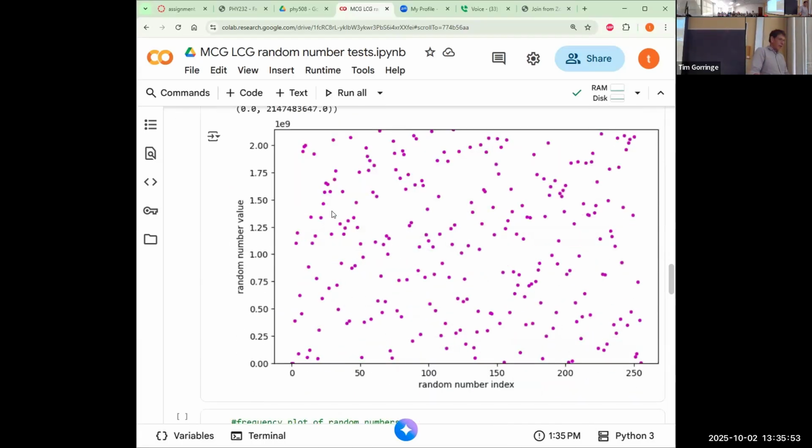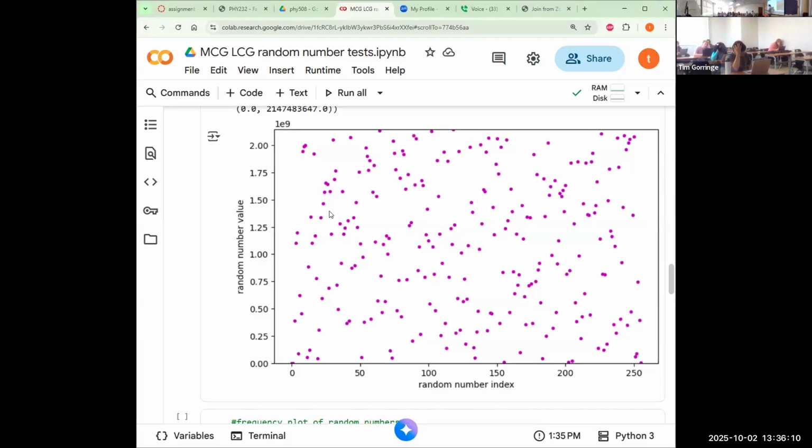This is the sequence of random numbers that I generated. So here's the first random number. This was 47. And then I went up to 256 random numbers. And these are their values.